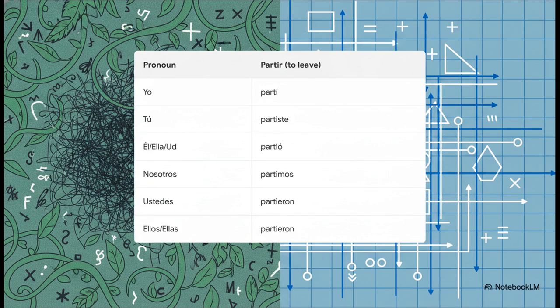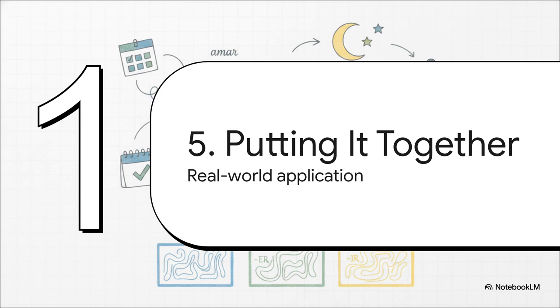Here's an IR verb, partir, to leave. Notice how it follows the exact same mechanical block structure as the last one. Yo partí. Tú partiste. Él, ella, usted partió. Nosotros partimos. Ustedes partieron. Ellos, ellas partieron. Honestly, once you see this structural parallel, the grammar stops feeling like some wild, unpredictable jungle and starts feeling way more like organized math.